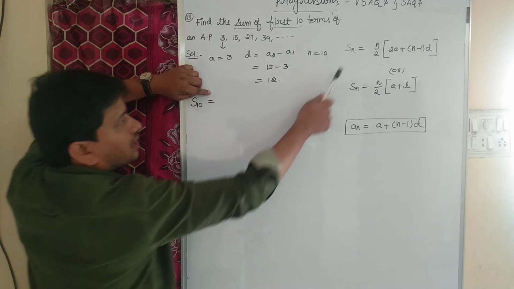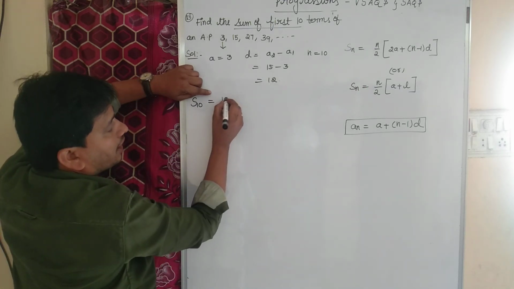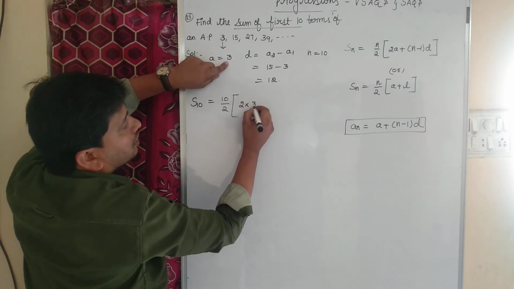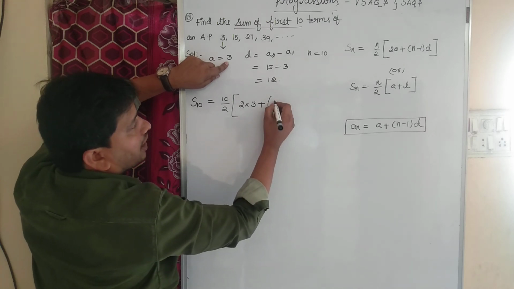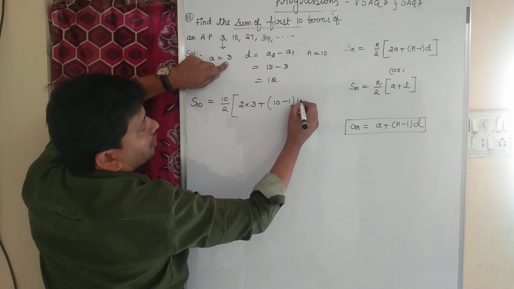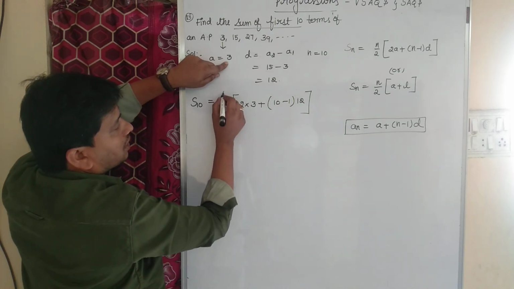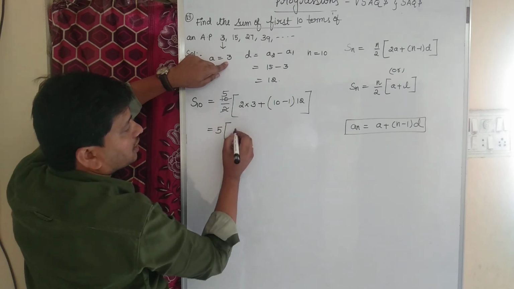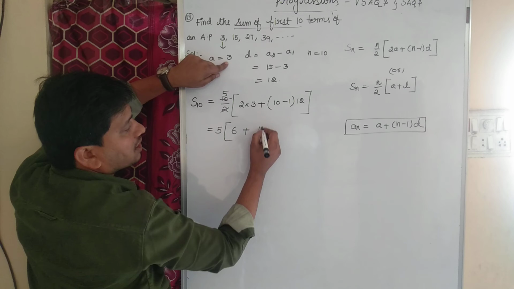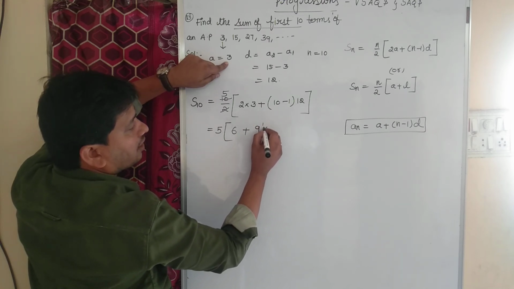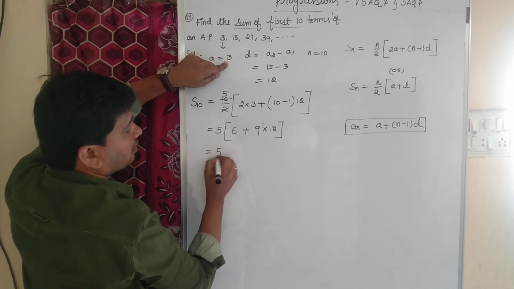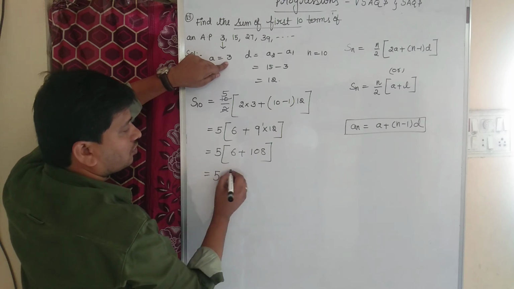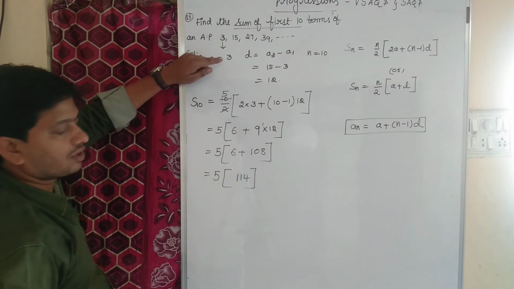We know the formula, Sn equals, what is the formula? n by 2, n value 10 by 2, into 2a, 2 into a value 3, plus n minus 1, n value 10 minus 1, into d value 12. 2 ones are 2, 2 fives are 10, so 5 into 2 threes are 6, plus 10 minus 1, which is 9 into 12. So 5 into 6 plus 12 nines are 108. So 5 into 108 plus 6, that is 114, right?